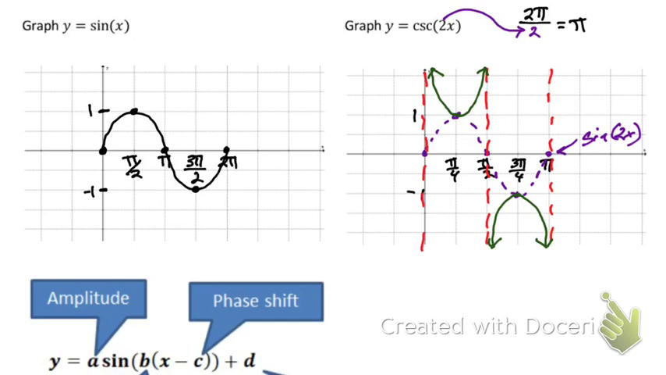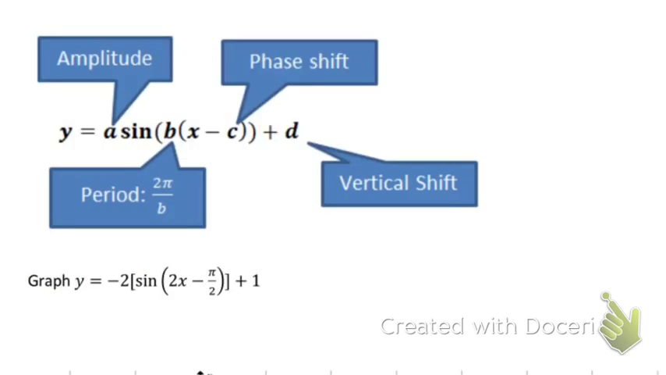All right, that leads us to a whole bunch of stuff happening to one equation. So if we look at that next thing, we have a times sine times the quantity b times the quantity x minus c, plus d. The a affects our amplitude, it also reflects across the x-axis. If it's negative, it's going to go down instead of up.